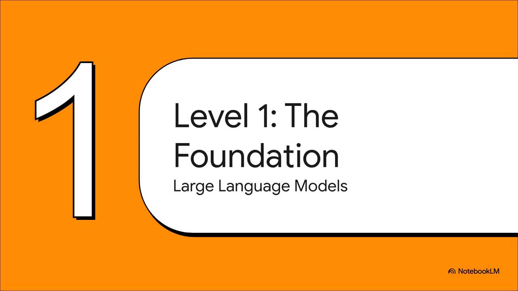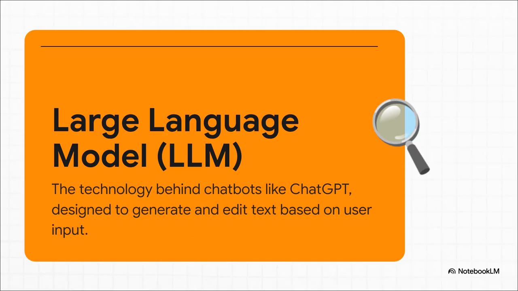All right, first up, level 1. This is the foundation for everything we're talking about today, large language models. And trust me, you already know this stuff, even if you don't call it by its technical name. So, a large language model, or LLM for short, that's the magic, the brain, behind the chatbots we all know and use. You know, ChatGPT, Gemini, Claude, all of them.